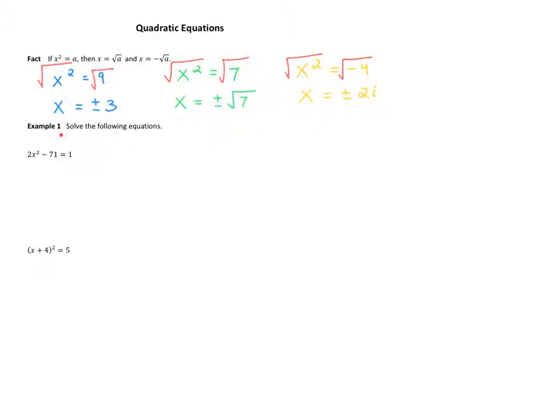So using this fact, I just wanted to look at a couple of simple examples first. Let's use these ideas in example 1 to solve these couple of equations, starting with this one here at the top. How could I use this property to find the solutions of this equation? The goal is to isolate the x squared, because once you do, you can take the square root of both sides. I'm going to start by adding 71 to both sides.